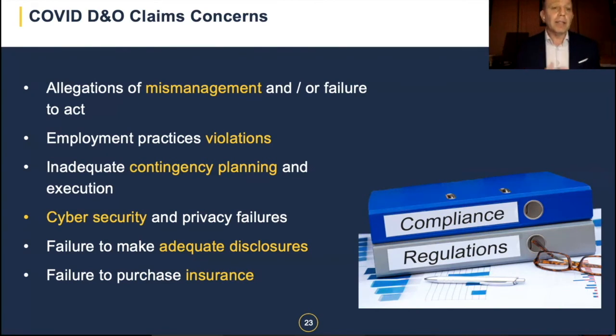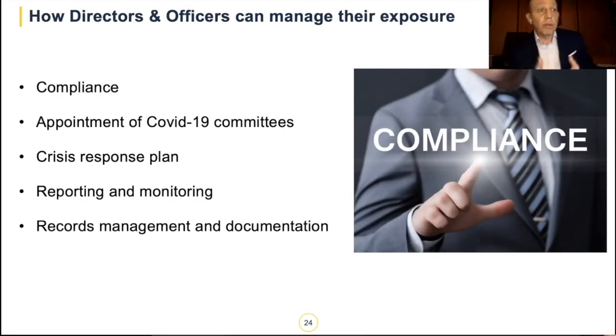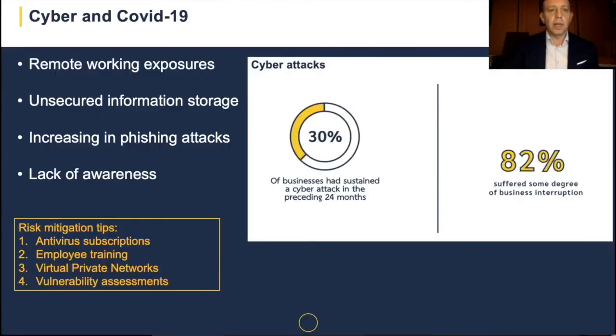And of course, the failure to purchase insurance. If insurance was available for something and the directors decided not to take it up, they could find themselves being sued by shareholders or other interested parties. We haven't seen any claims for these things, but important to just keep a watchful eye, because we're not through the pandemic yet, and we certainly haven't seen the end of the economic impact. I'm not going to deal with this slide right now.